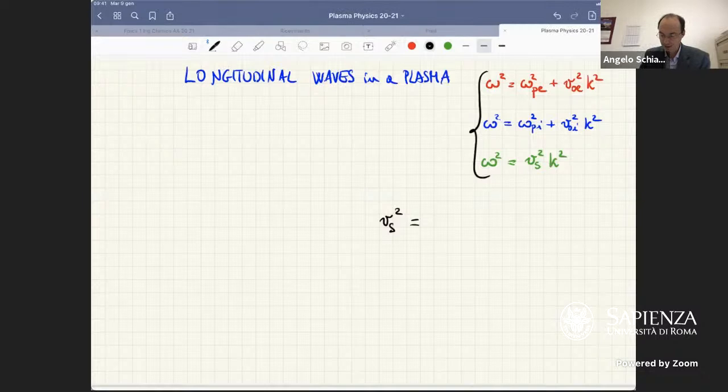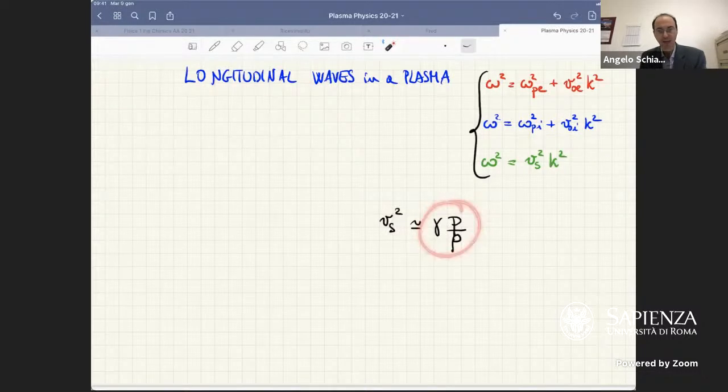And if you remember from gas dynamics, the speed of sound is equal to gamma. Not just equal, but let's remember what it is. For a gas, it is gamma times the ratio of the local pressure of the gas divided by rho, the density of the gas. And let's translate this into a plasma equation.